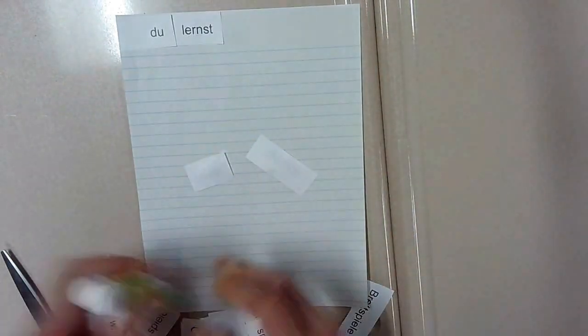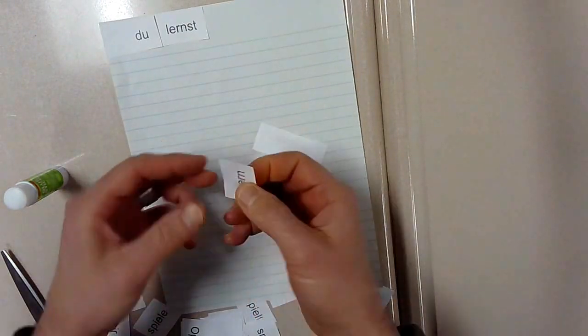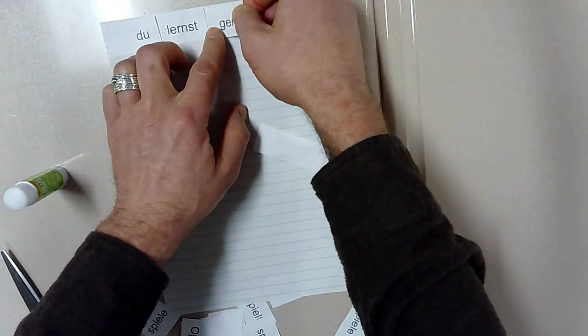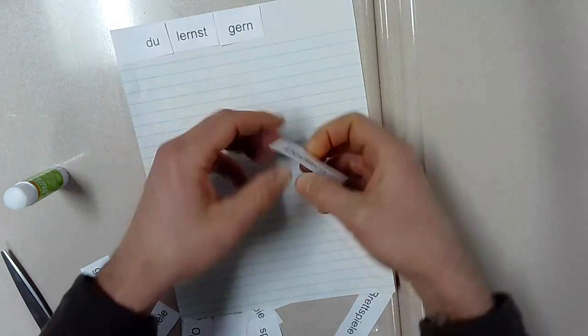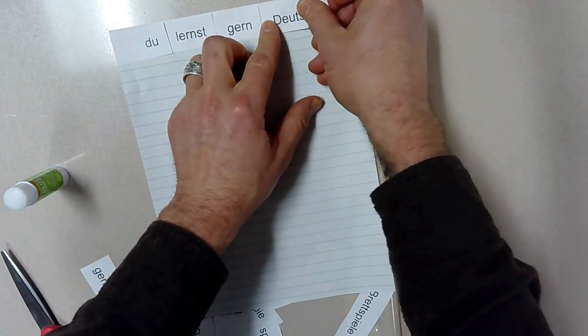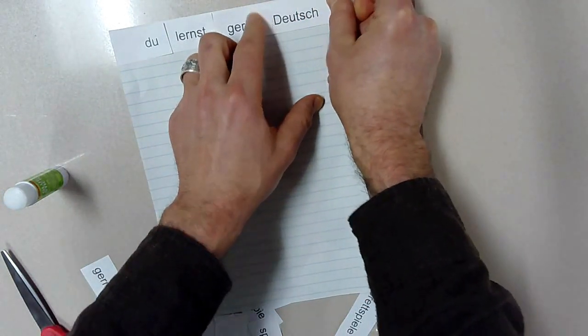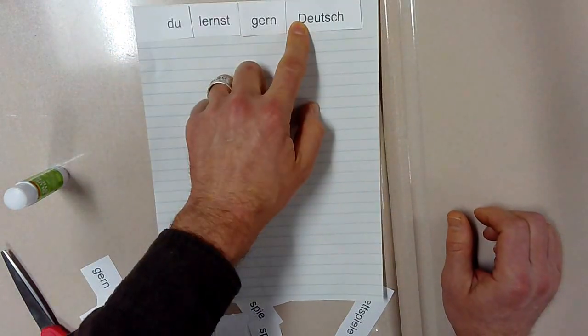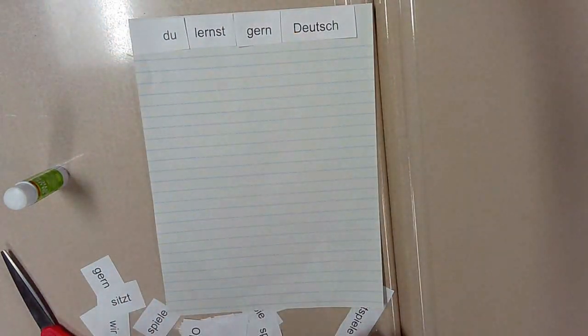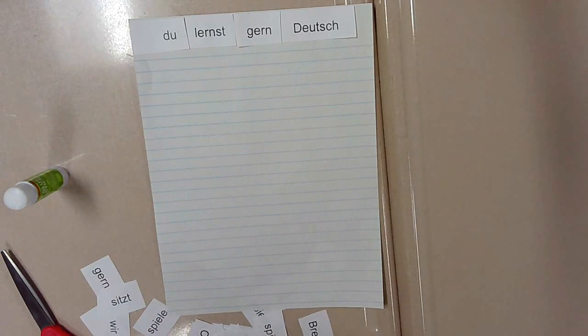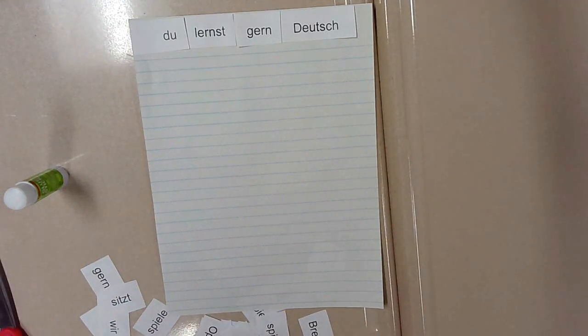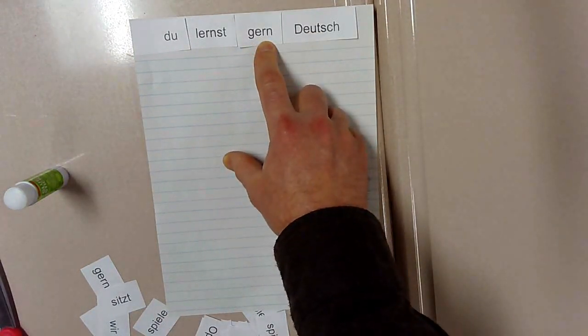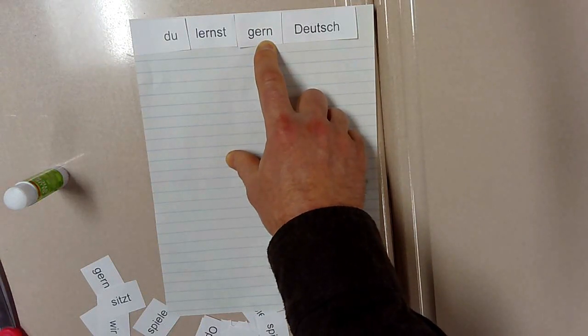Und aufkleben. Glue to the paper. Und dann haben wir unseren ersten Satz. Du lernst gern Deutsch. Wunderbar. All right, so you're going to have 7 or 8 additional sentences. Remember, gern goes in every sentence because we're expressing that we like to do these things.